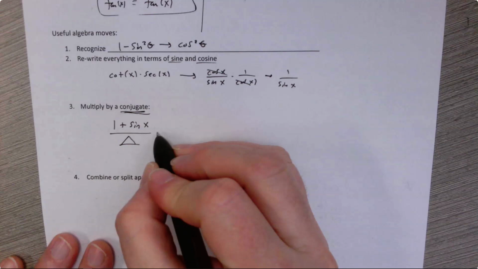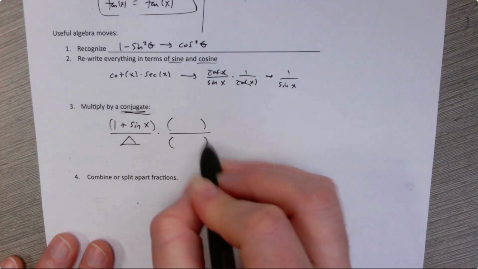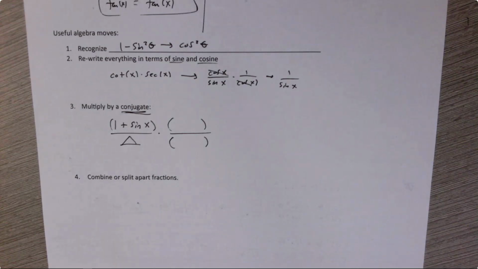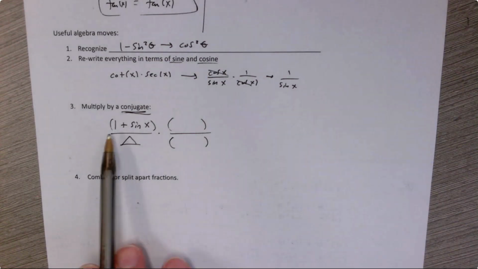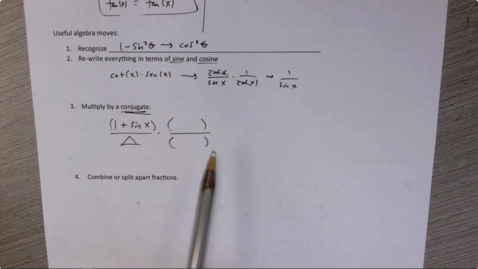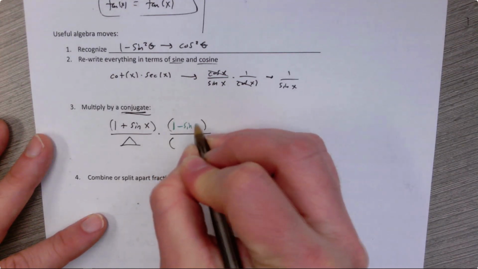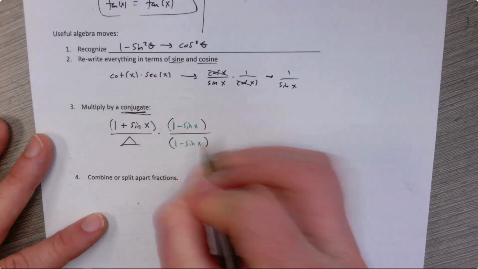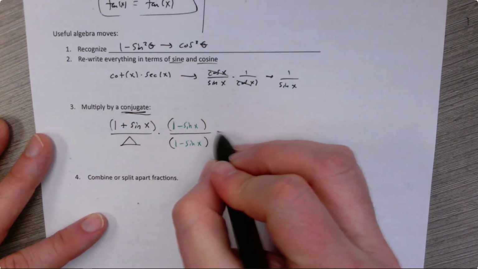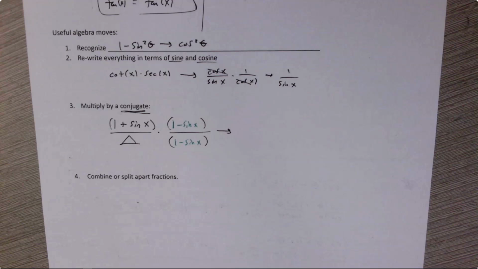So something you can do is multiply by the conjugate. Remember before we had this idea that if you've got 1 plus something, the conjugate would be 1 minus the same thing. And the same idea applies here. So we could multiply it by 1 minus sine over 1 minus sine. Take a little minute and work out with your neighbors what happens when you multiply out the numerator.